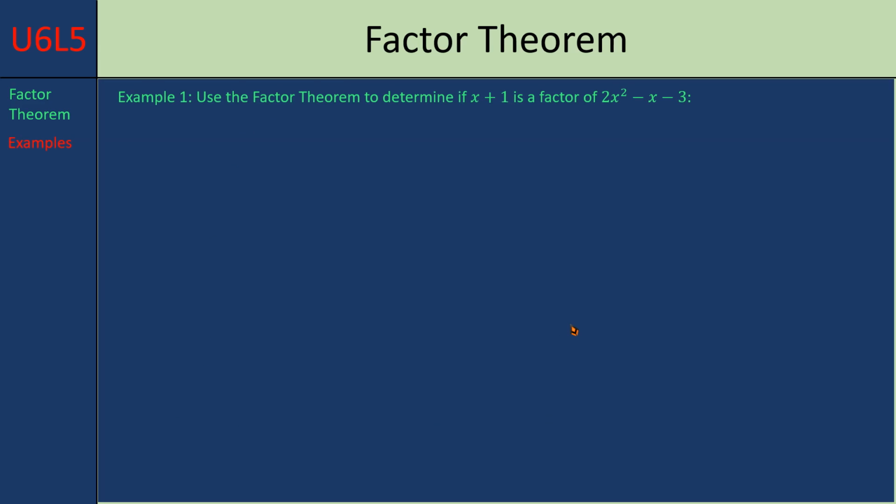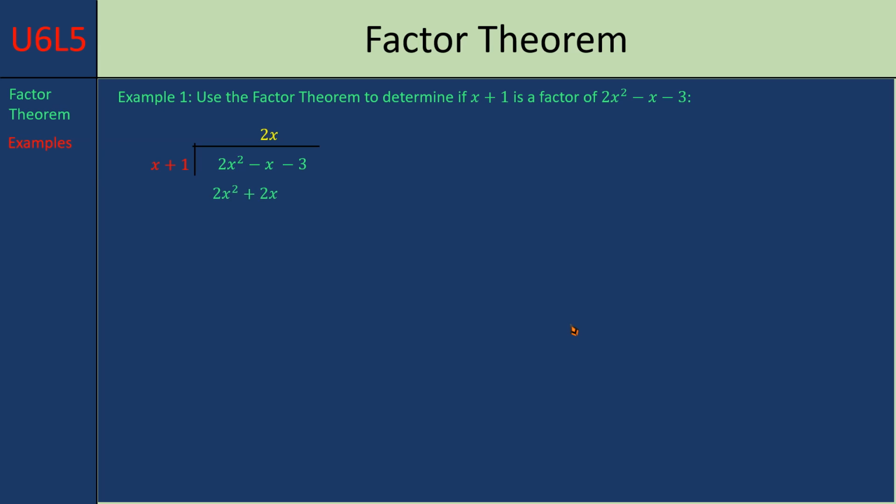An example, use the factor theorem to determine if x plus 1 is a factor of this polynomial. So they want you to find out whether it is a factor or not. If it is a factor, when you divide, you should get no remainder. If you get a remainder, then it is not a factor. So all you got to do is just put it into division, do the long division, and figure it out, right? Is it going to have a remainder or not?